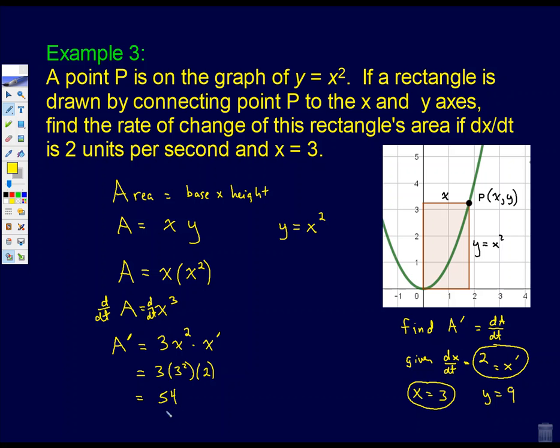So now the label of this one would be, remember, this stands for dA/dt, which that notation sometimes helps construct the label, because it would be the label of area, which would be square units, divided by the unit of time, which in this problem is seconds. So my answer in this instantaneous rate is that the rectangle, at the instant that the point is (3, 9) and growing past it, is growing at a rate of 54 square units per second.